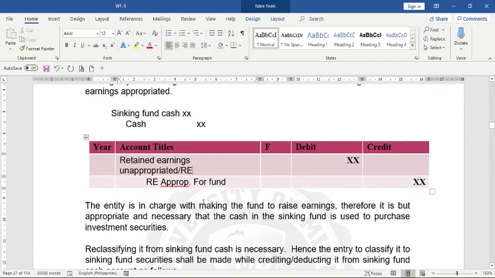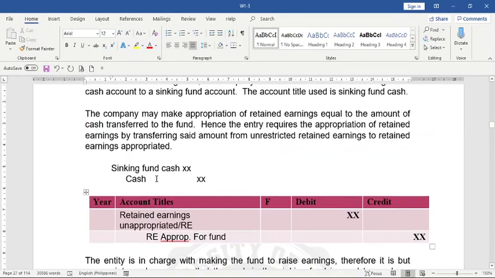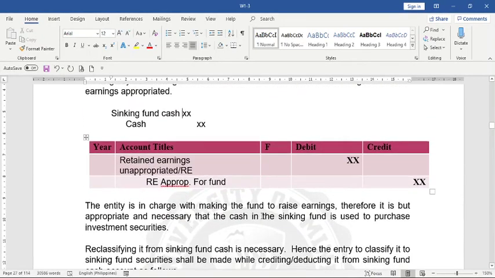The entity is in charge of making the fund raise earnings. Therefore, it is appropriate and necessary that the cash in the sinking fund is used to purchase investment securities. So, you can invest your sinking fund cash in sinking fund securities. If that is the case, you need to reclassify your sinking fund. Of course, you buy securities just to earn earnings. It is hard for your cash to sit idle in the bank. So, you can buy securities to have some earnings.